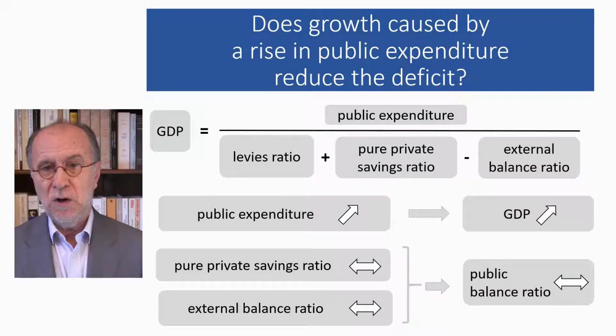Similarly, a drop in the public levies ratio also has an expansionary effect. But if the pure private savings ratio and external balance ratio do not change, we also know, as explained in the deficit video, that the public balance ratio will not change either.